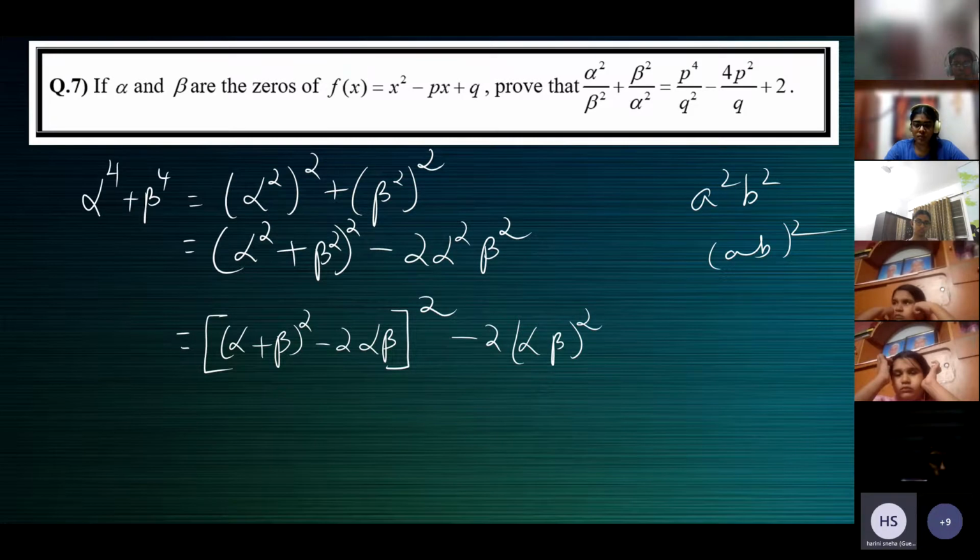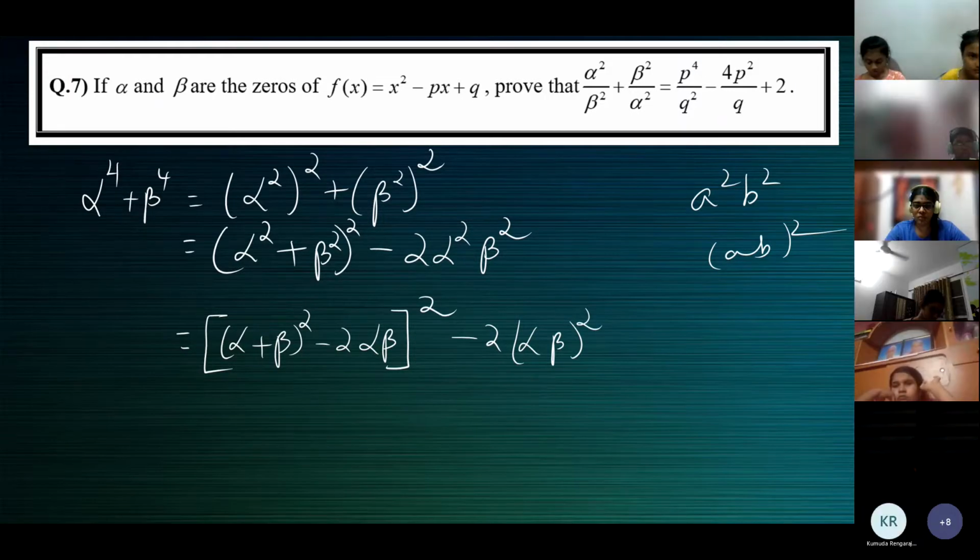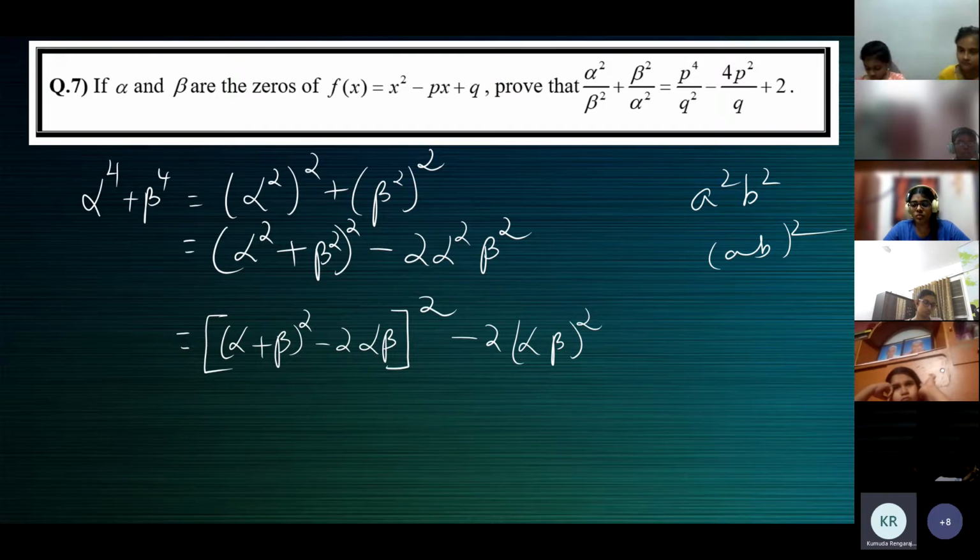This is algebra in terms of alpha and beta. I'll do it again, children. What is the end result? Now you will think, how do you know that you should stop here? I stopped here because now I can see only alpha plus beta and alpha beta, and I know the values of alpha plus beta and alpha beta. So I stopped there. This is alpha to the power 4 plus beta to the power 4.